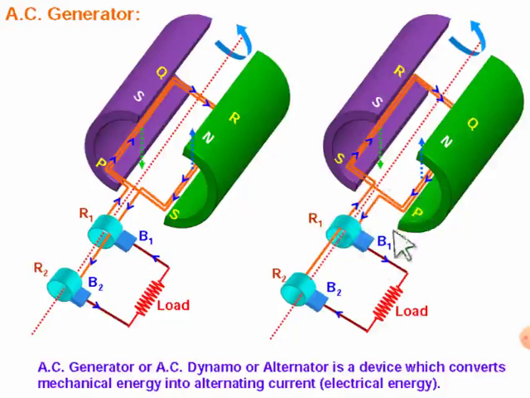Got it? So the direction of the current in the first half and the second half is just opposite. In the first half, the direction of the current goes from B2 to B1. But in the second half, the direction of the current is from B1 to B2. So for every half rotation, the direction of the current changes its direction. That is what we call alternating current. Got it?